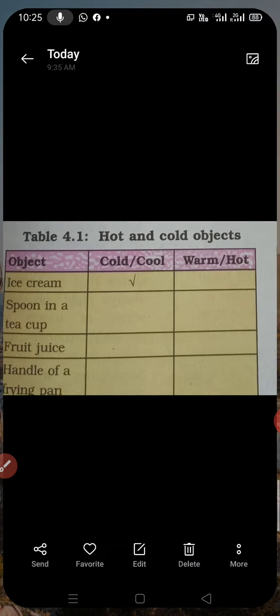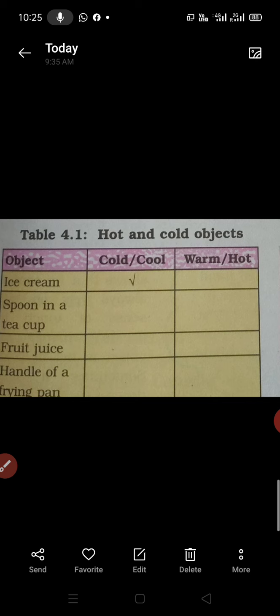So there is one activity for you in your textbook. Table number 4.1 is given. What you have to do, mark the objects given in the table as hot or cold. This is the table given in your textbook. Table number 4.1, hot and cold objects. This is a list of objects. You have to mark objects as hot or cold. You can also write warm. You can also add some more objects in this list, and you can make this list in your notebook.